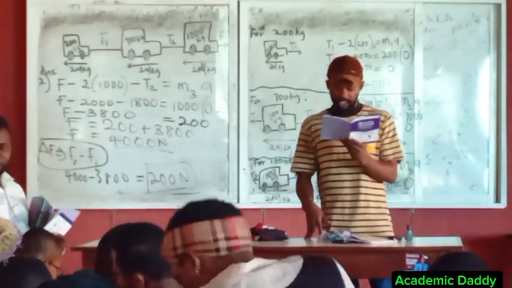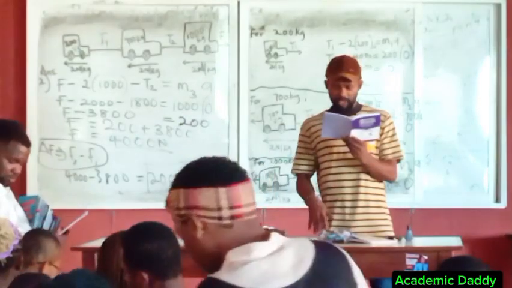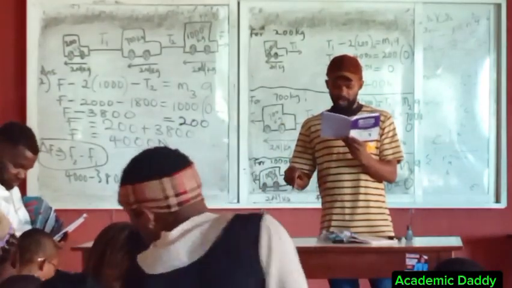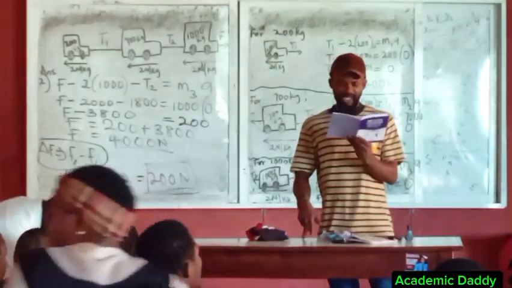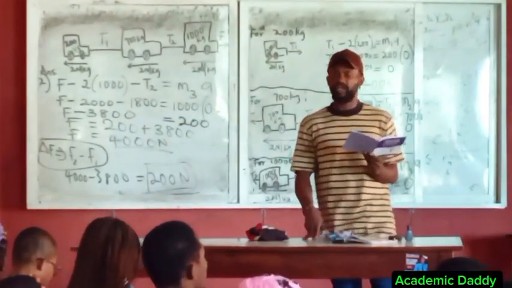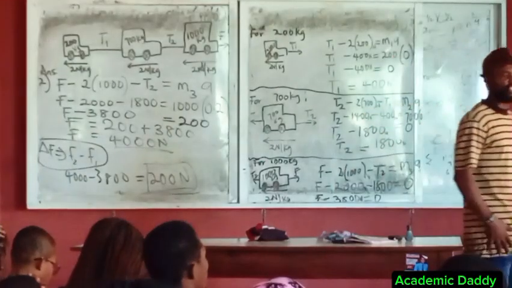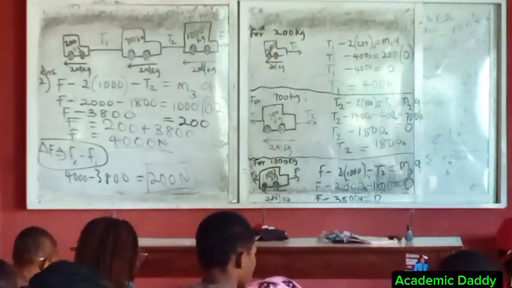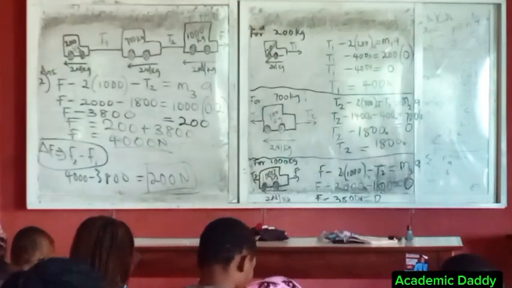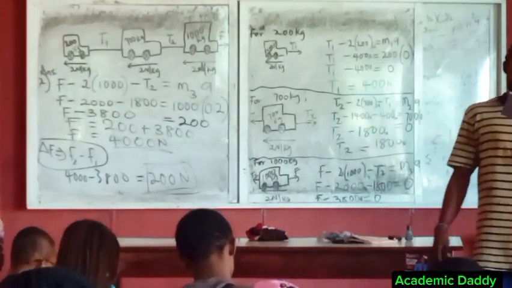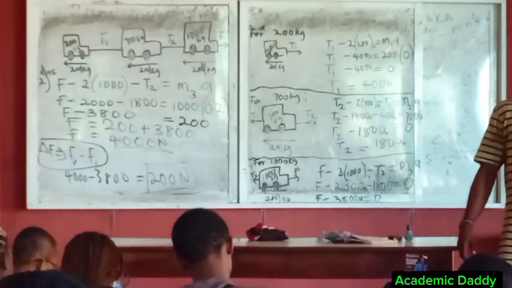A certain 2000 kg car can accelerate from rest to 40 meters per second in 8 seconds. Full stop. Find the magnitude of the balanced force which must act on the car to cause this acceleration. I should repeat the question. A certain 2000 kg car can accelerate from rest to 40 meters per second.